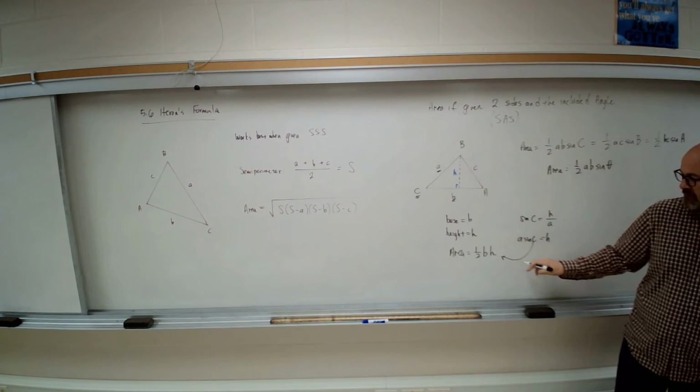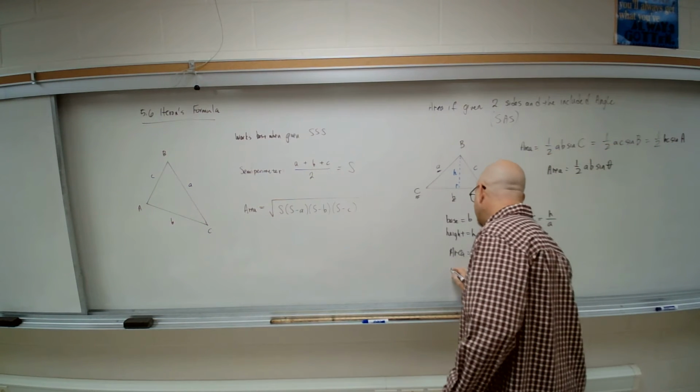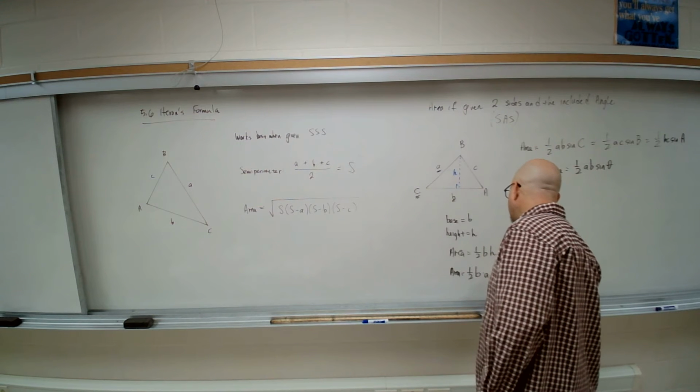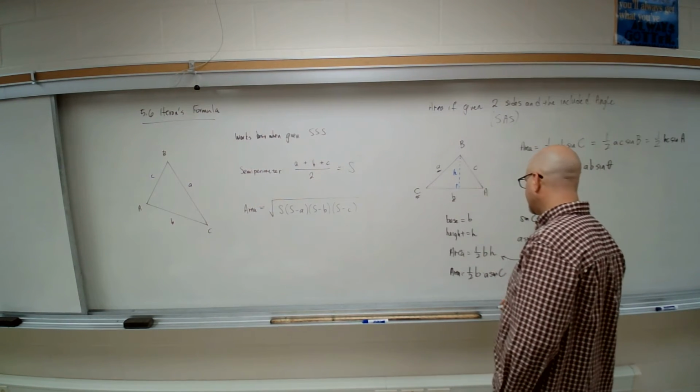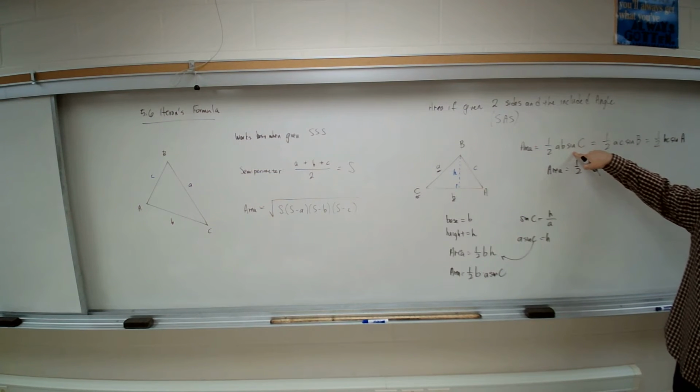And if you plug that in for the height right there, you get the area is 1/2 B times A sine of C, which gives us this first version right here. So really that's all that is. It's just a shortcut, right? But that's where it comes from.